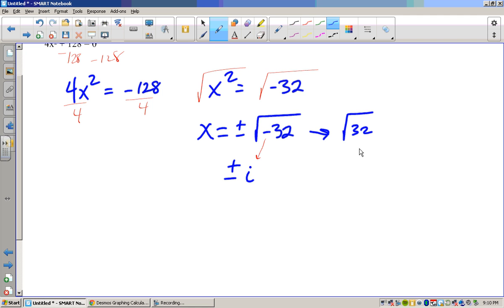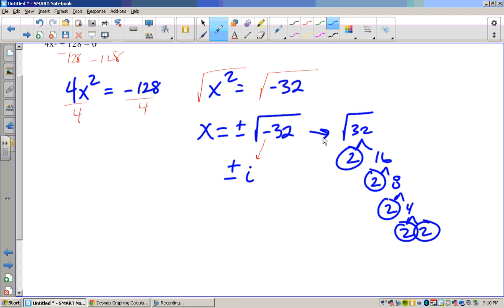From there, we take our prime factorization, so we make our factor tree. 32 is 2 and 16. 2 is prime, so I circle it. 16 is 2 and 8. 2 is prime, so I circle it. 8 is 2 and 4. 2 is prime, I circle it. 4 is 2 and 2, and those are both prime, so I circle both of those. So I have all my primes.